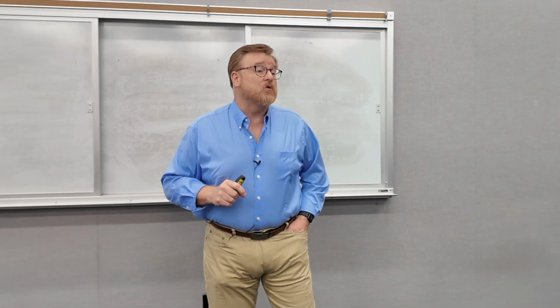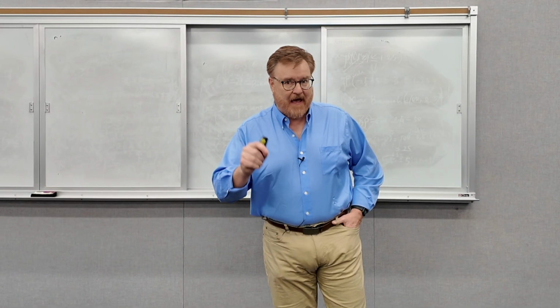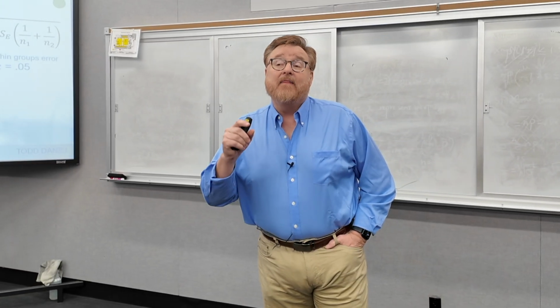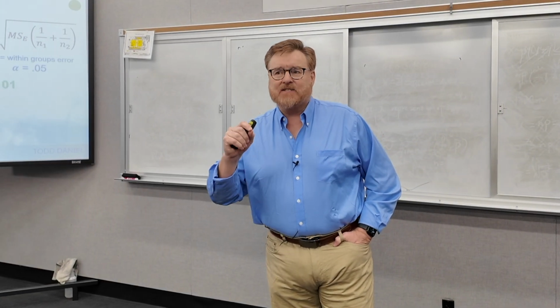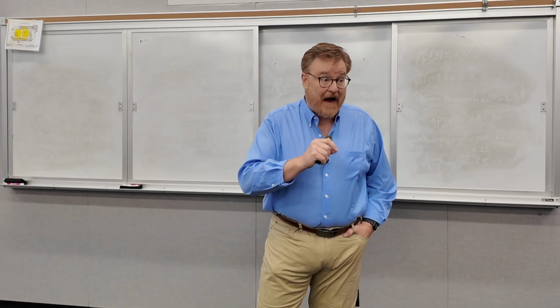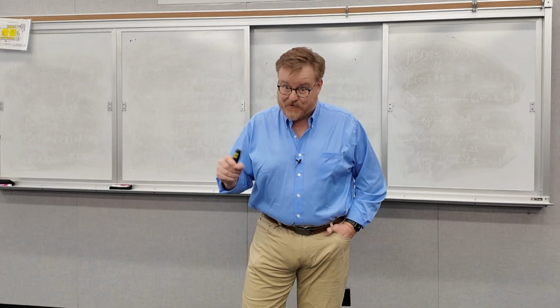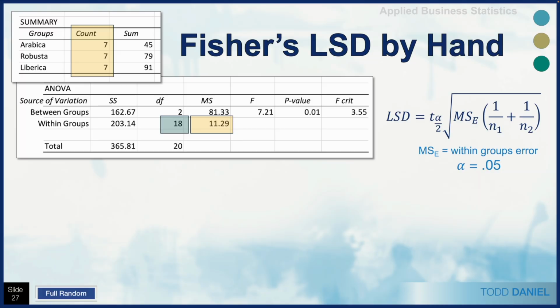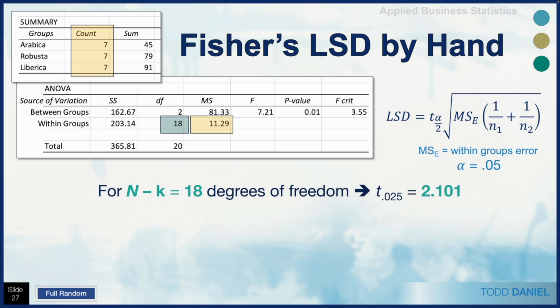And what we would do is look up a value on a t-table, or we can find it in a spreadsheet, for a t-test with 0.05 divided by 2, or 0.025, alpha level, at the same number of degrees of freedom as are within groups. So we have 18 degrees of freedom. Plug in that 18 for our spreadsheet, we're going to get a 2.101.